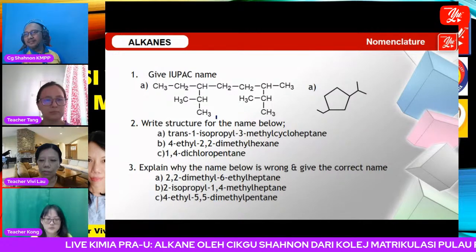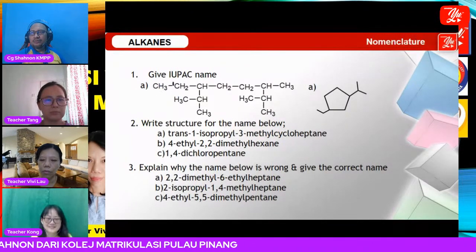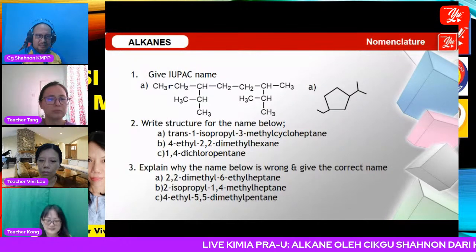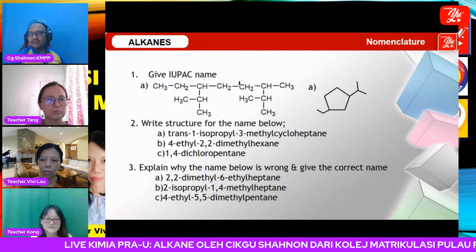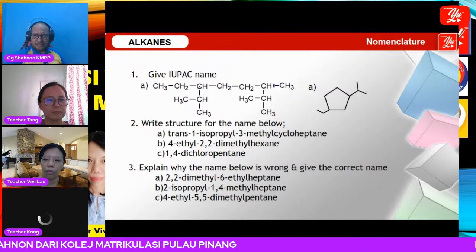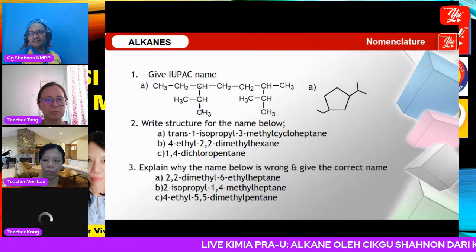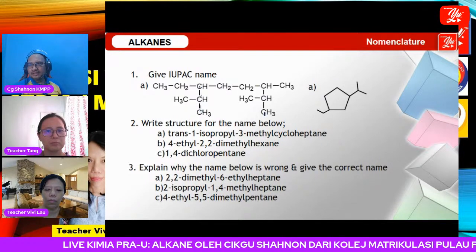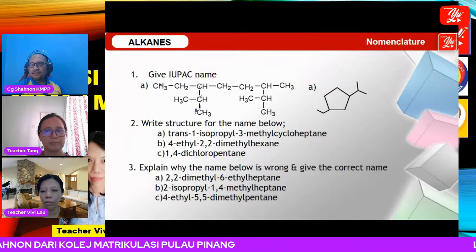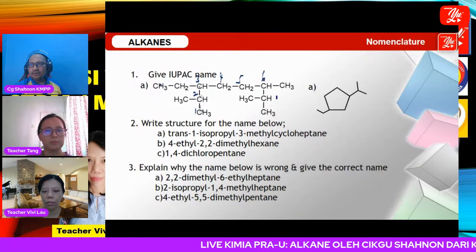Okay, give the IUPAC name for structure A. Follow the first rule of IUPAC naming: try to find the longest continuous chain. 1, 2, 3, 4, 5, 6, 7. If I follow this one, also 7. Another route: 1, 2, 3, 4, 5, 6, 7, 8. Oh, I got 8. So the choice is 1, 2, 3, 4, 5, 6, 7, 8, octane.